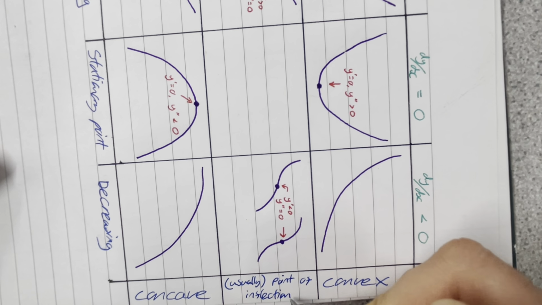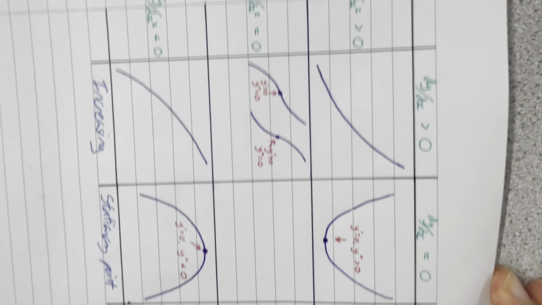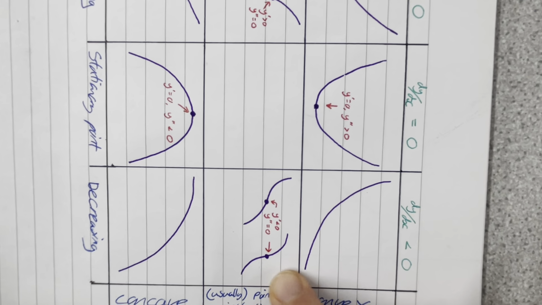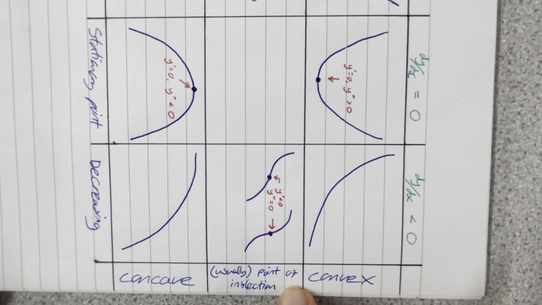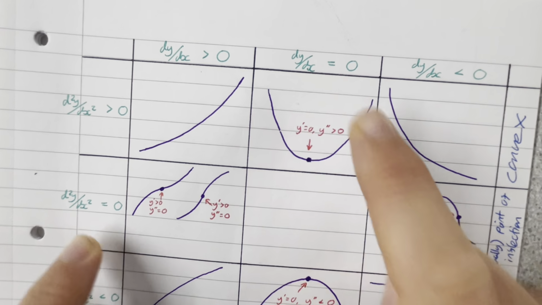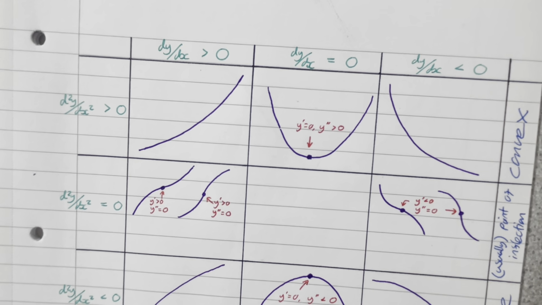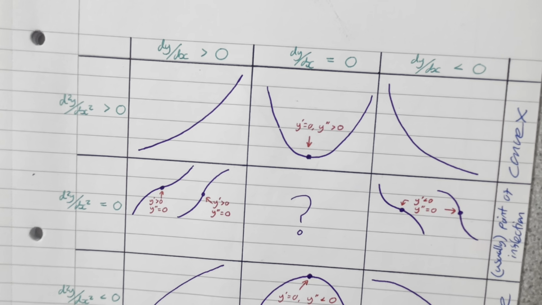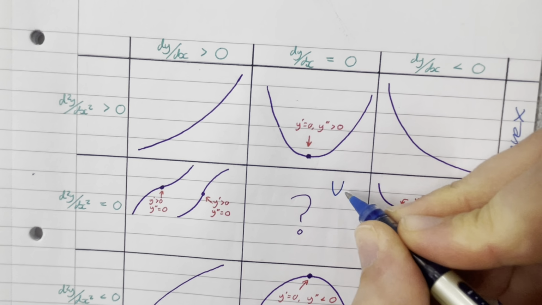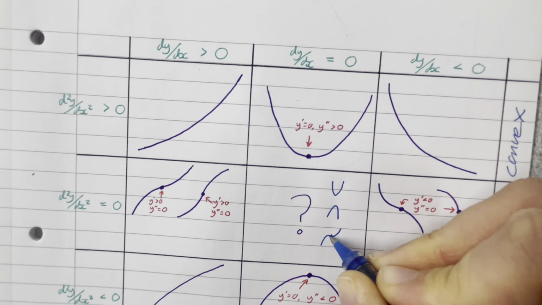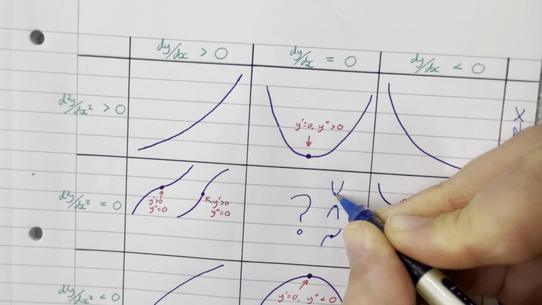This is the only one that's not always true. If the second derivative is 0 and the first derivative is non-zero, then yes, that is always true. It is always called a point of inflection. But if both of them are 0, then we don't know what happens here. This could be one of three things. It could be a minimum, it could be a maximum, or it could be a stationary point of inflection. You just don't know.